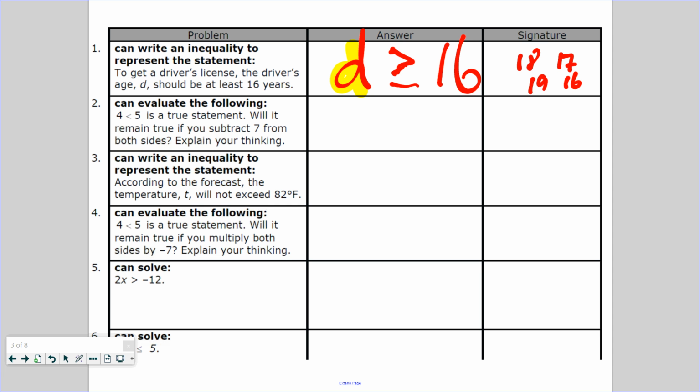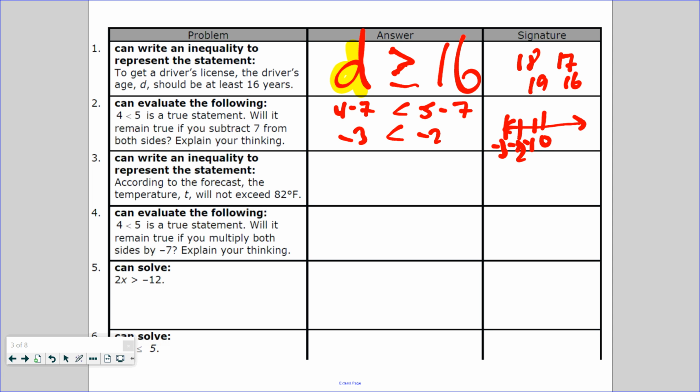Next one. Can you evaluate the following? Is 4 less than 5? Is that true or false? Well, that is true. 4 is less than 5. Will it remain true if you subtract 7 from both sides? What's 4 minus 7? If I have 4 and I go back 7, -3. What's 5 and I go back 7? Or 5 positive, 7 negative is -2. Is -2 on a number line? Here's 0, -1, -2, -3. Is -2 greater than -3? Yes, it's closer to 0. So, yes, it is.